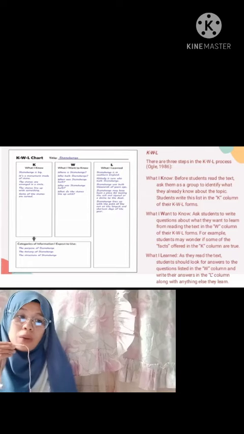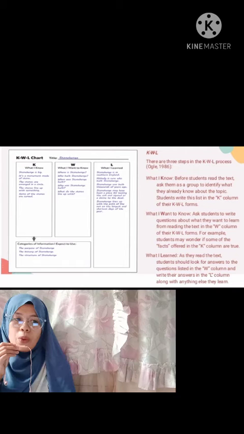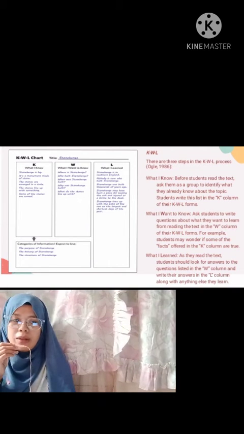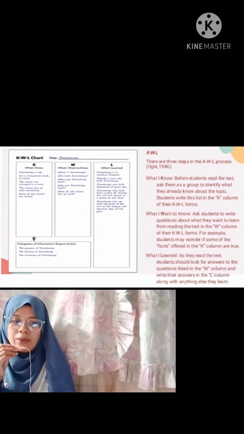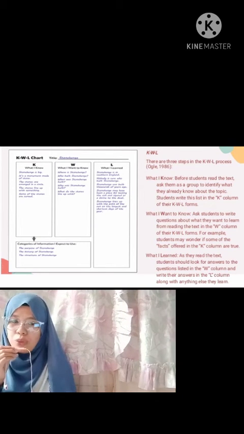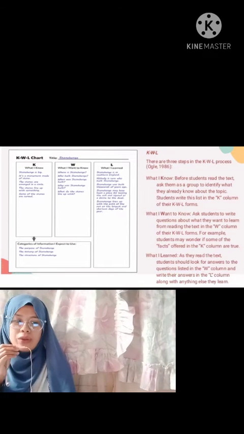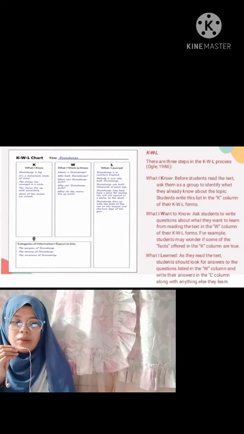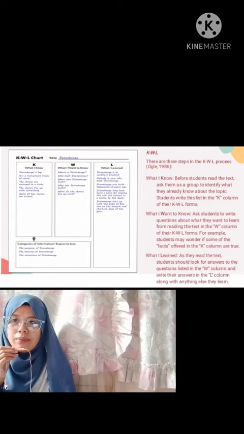And the next is what I want to know. Ask students to write questions about what they want to learn from reading the text in the W column of their KWL forms. For example, students may wonder if some of the facts offered in the K column are true. Then what I learned. As they read the text, students should look for answer to the question listed in the W column and write their answer in the L column along with anything else they learned.